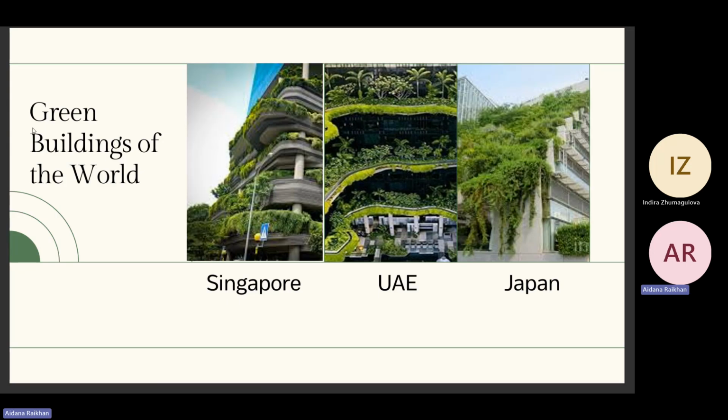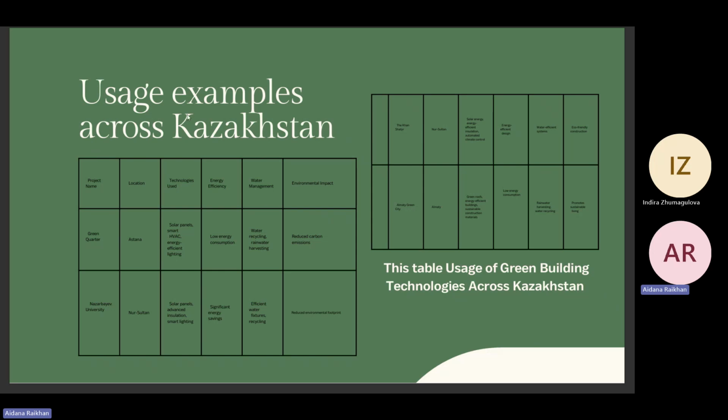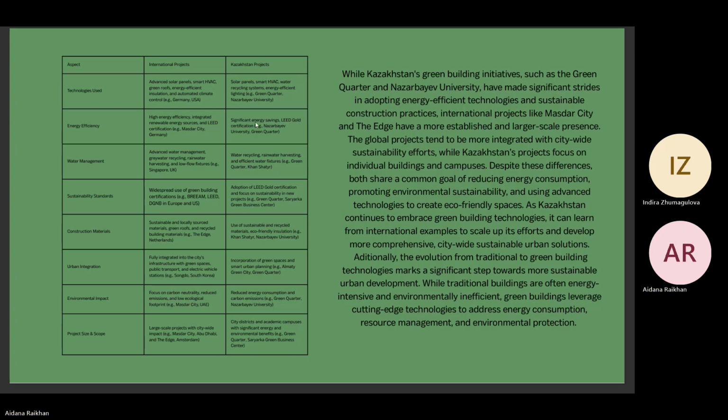Next slide is green buildings of the world. Green buildings of the world in Singapore, Hawaii, and Japan. Next is usage example across Kazakhstan. In this table, usage of green building technologies across Kazakhstan. Next table is the evolution from traditional to green buildings technologies, which marks a significant step towards more sustainable urban developments.